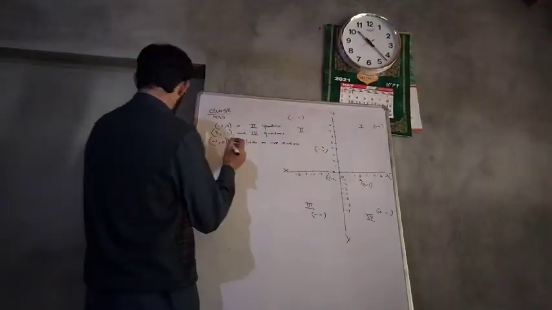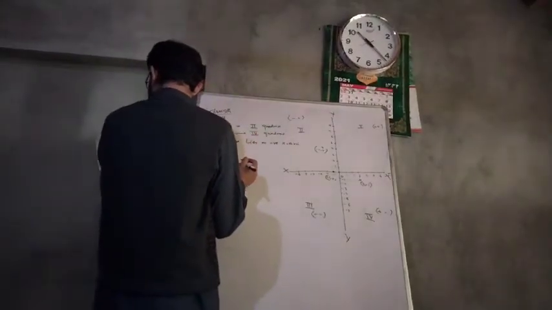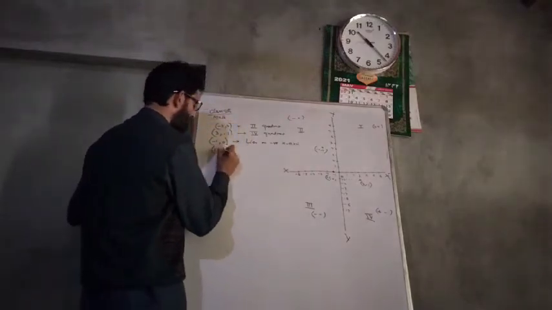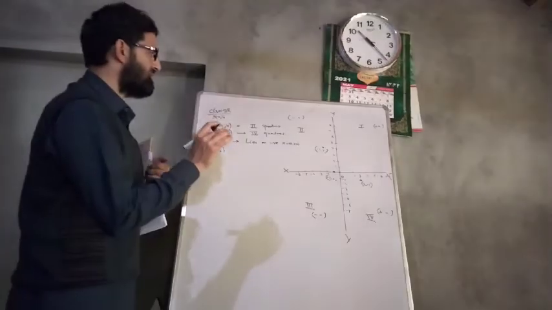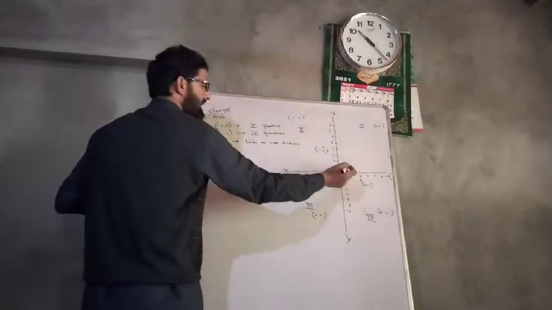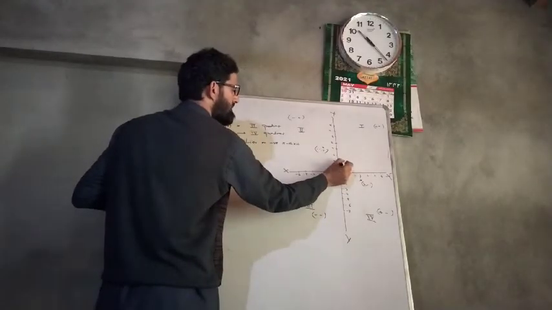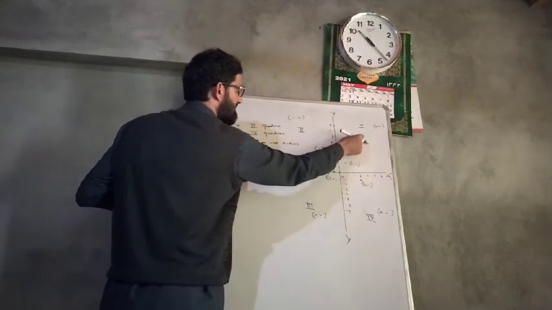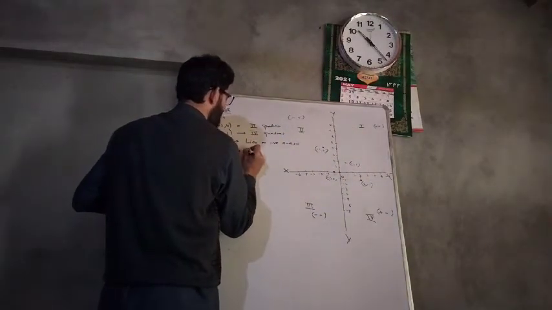Okay, now the 4th point you have to locate. Sorry, this is 1, 2. Now again, both points are positive. When the x coordinate and y are both positive, obviously it is the 1st quadrant. 1 is here and 2 is here. So this is the point 1, 2. Obviously this is in the 1st quadrant. You will write it 1st quadrant.